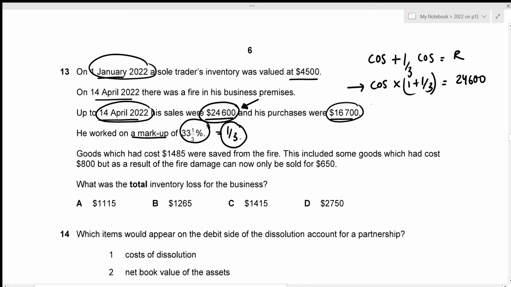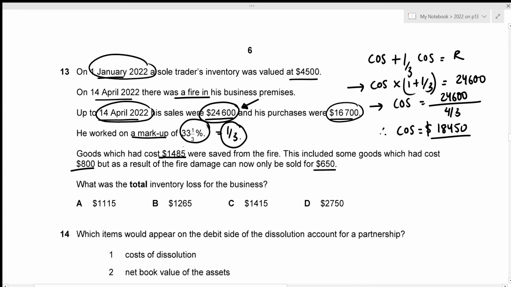Let's figure out the cost of sales. That will be cost of sales equals to 24,600 divided by 1 plus 1 by 3, which is 4 by 3. This results in the value of cost of sales to be 18,450. Now, goods which had cost 1,485 were saved from the fire because we were told that on 14 April 2022 there was a fire in his business premises, and this included some goods which had cost 800, but as a result of the fire damage can now only be sold for 650.